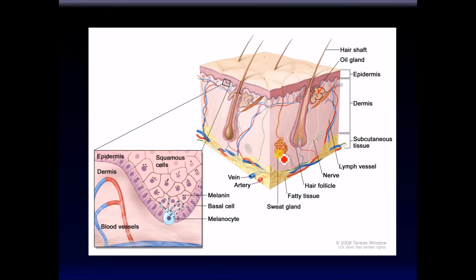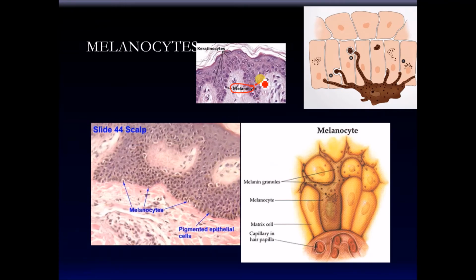Now I like this picture because it kind of shows you the arteries and veins over here in the subcutaneous tissue, how they're kind of like under the carpet of the skin, so to speak. Dermis, epidermis, and subcutaneous tissue. Now melanocytes are pretty easy to spot actually because ironically under the microscope they look white over here.